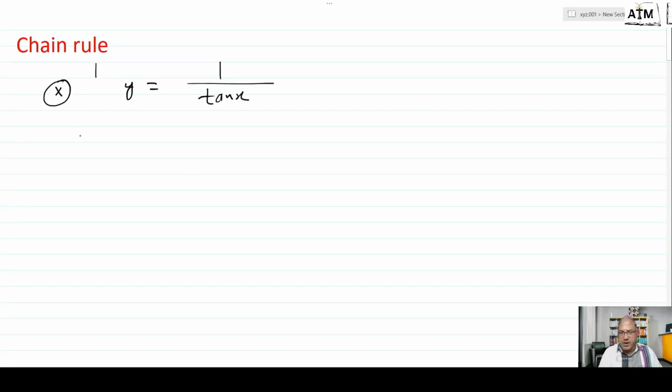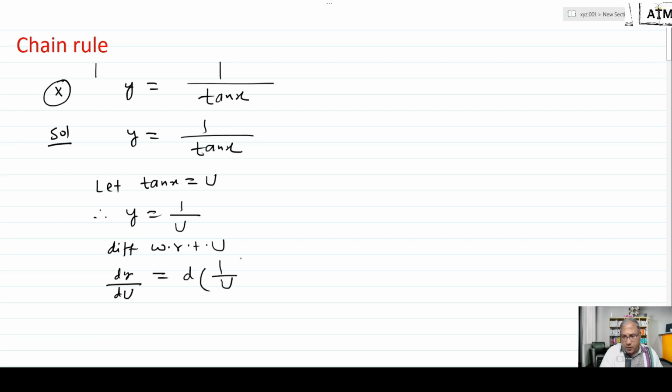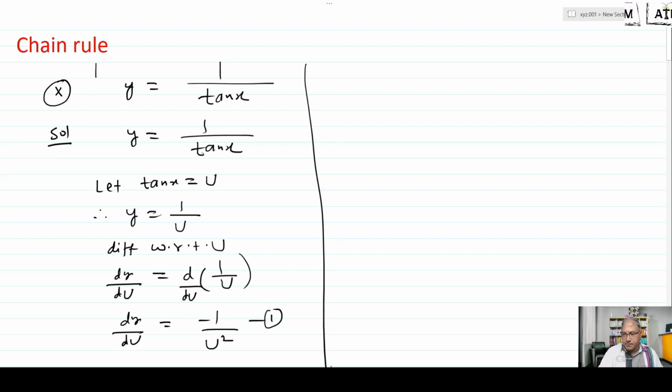And we need to find dy by dx by using chain rule. Solution, what is given? y equals 1 upon tan x. Let tan x equal u. Therefore, y equals 1 upon u. Differentiating both sides with respect to u, dy by du equals the differentiation of 1 upon u with respect to u, which equals minus 1 upon u square. Let us call it equation number 1.